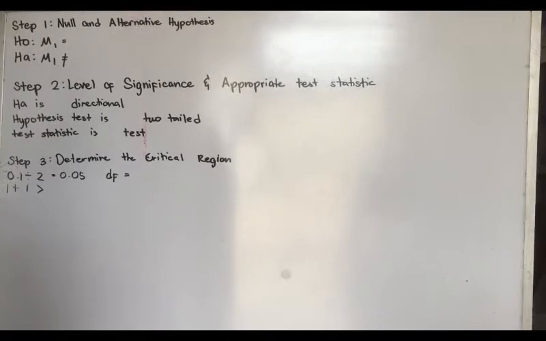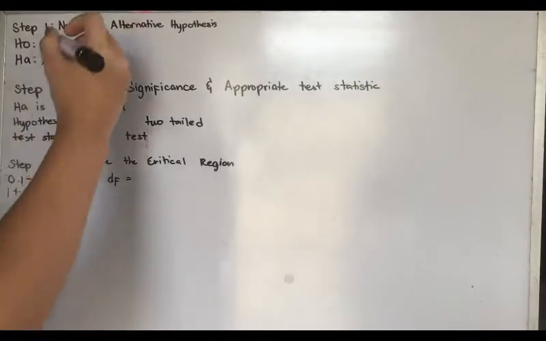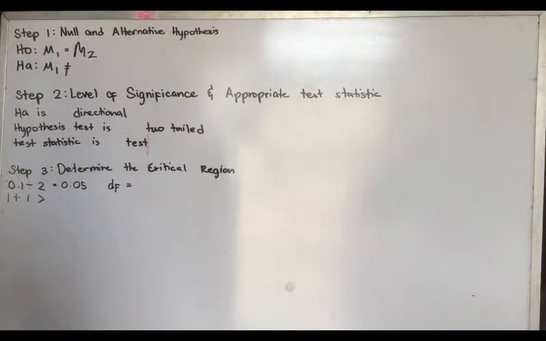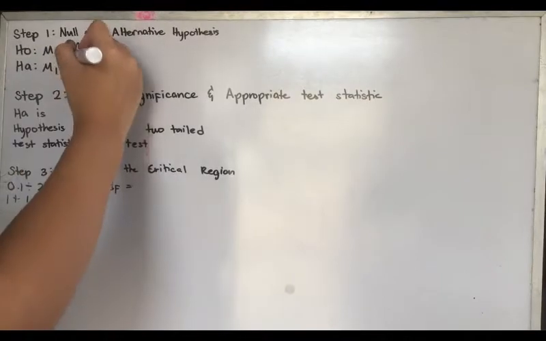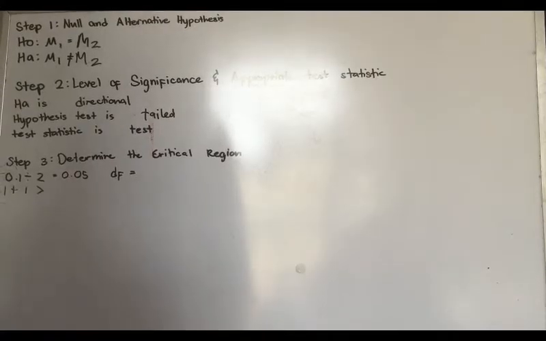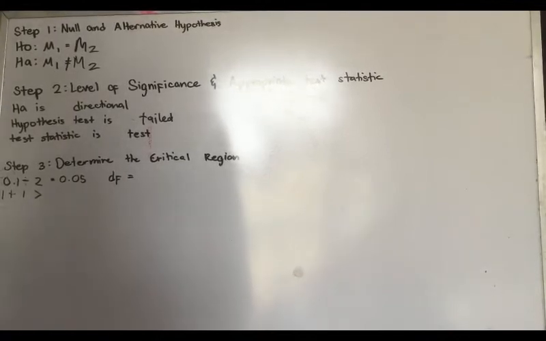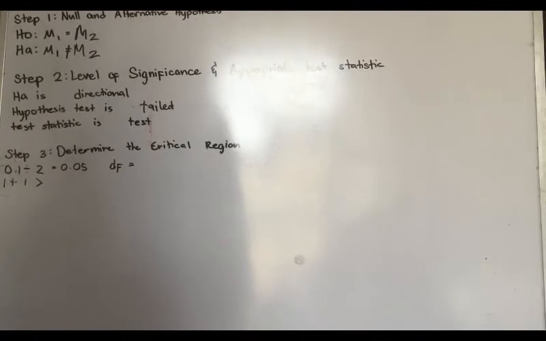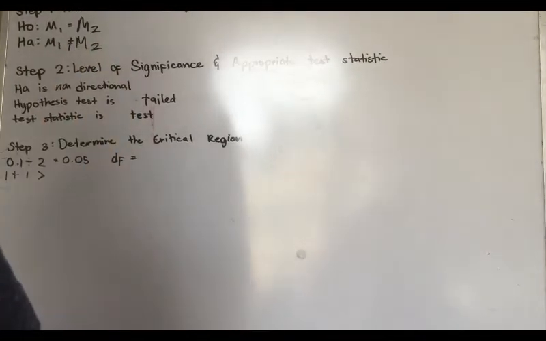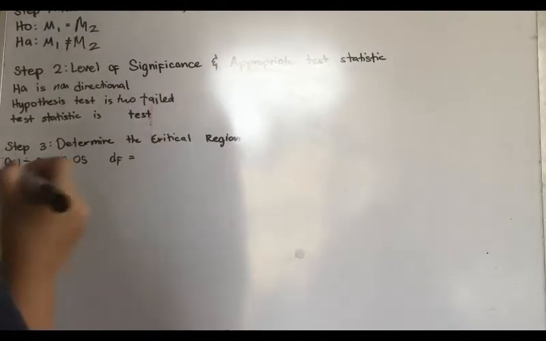Step 1. Null and alternative hypothesis. HO, population mean 1 is equal to population mean 2. HA, population mean 1 is not equal to population mean 2. Step 2. Level of significance and appropriate test statistic. The level of significance is 0.1. Therefore, HA is non-directional, hypothesis test is two-tailed, and test statistic is t-test.